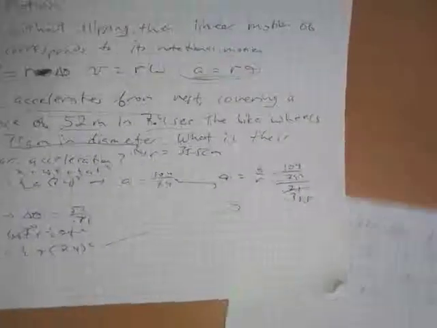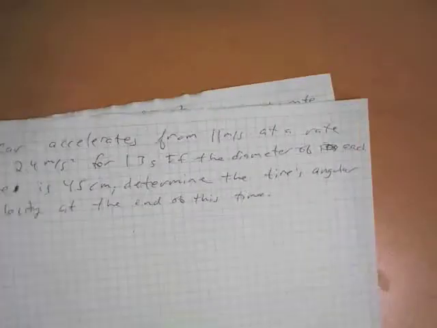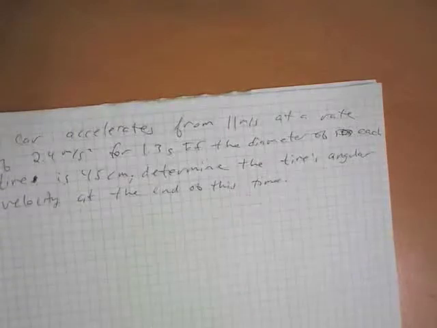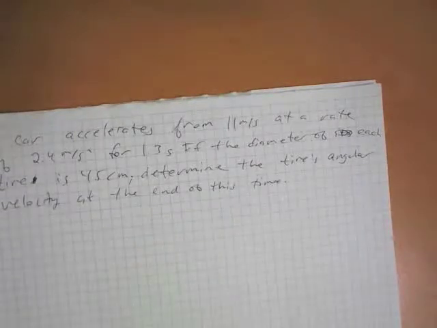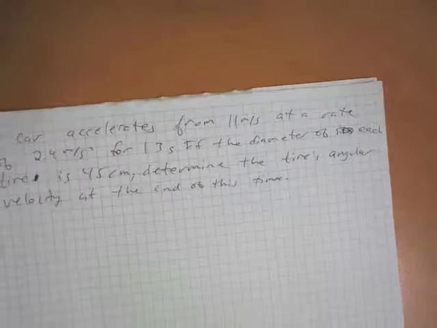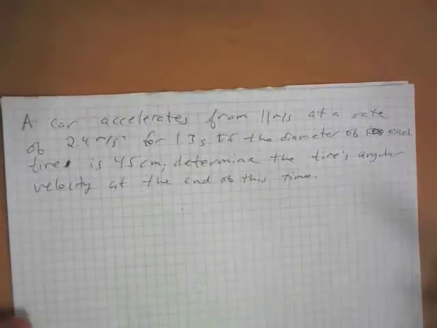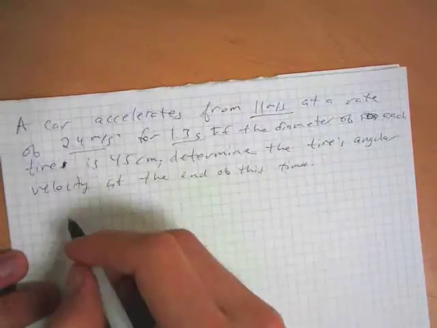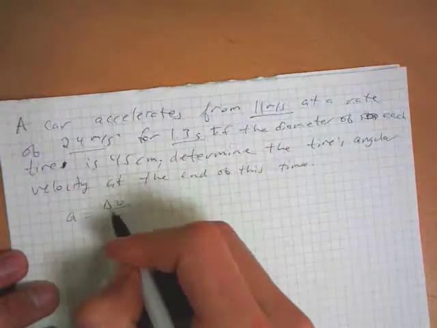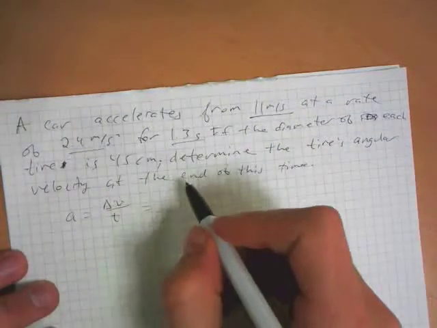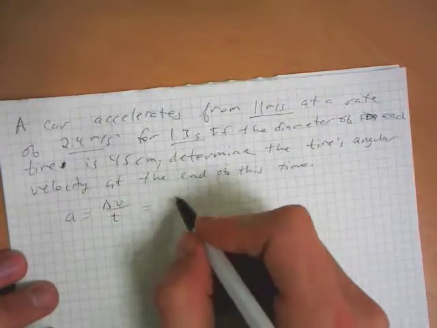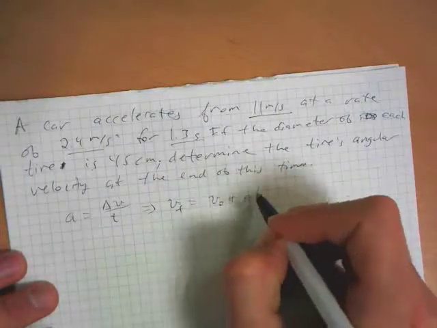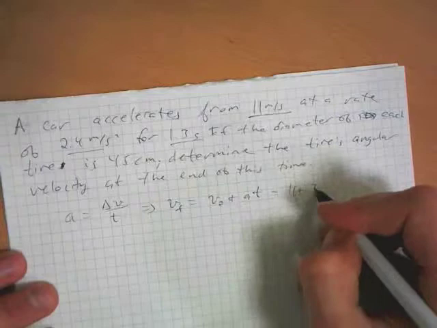So let's take another example. Let's say a car accelerates from 11 meters per second at a rate of 2.4 meters per second squared for 1.3 seconds. If the diameter of each tire is 45 centimeters, determine the tire's angular velocity at the end of this time. What are we given? Well, we have v naught, we have an acceleration, we have a time. I would go ahead and use a equals delta v over t. So our v final would then be equal to v naught plus at, which is 11 plus 2.4 times 1.3.